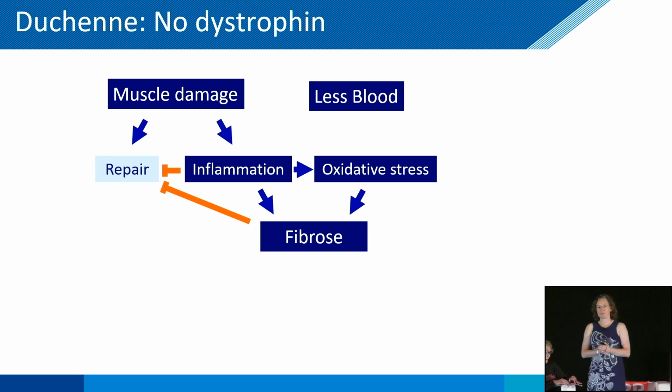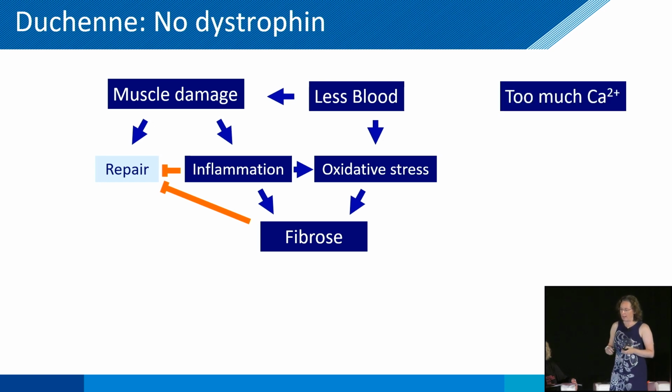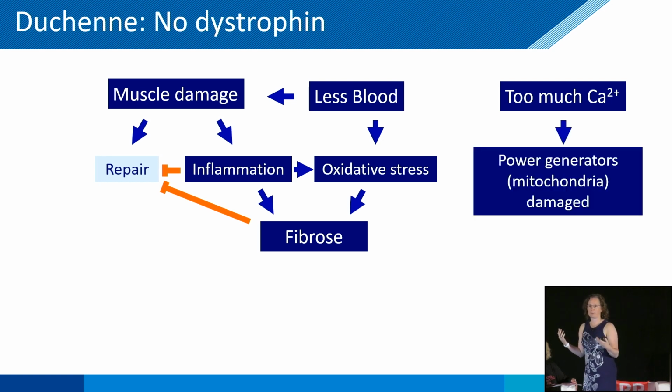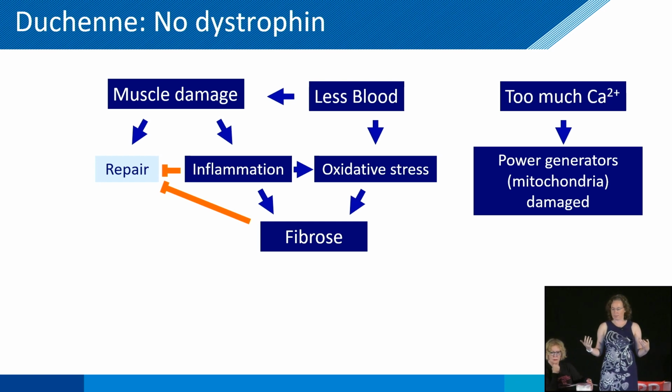Then, if you don't have dystrophin, there will be less blood flow to the muscles when you use them. And of course, if you use them, they need oxygen, they need nutrients. So if there's less blood flow, that again will lead to more damage and more oxidative stress. And finally, there are too many calcium ions, so that's the calcium salt, not the thing that's in your bone, but the salt ions. There's too much of that, and that's a problem because the mitochondria, the power generators that generate the energy in our muscle, will be damaged by this.